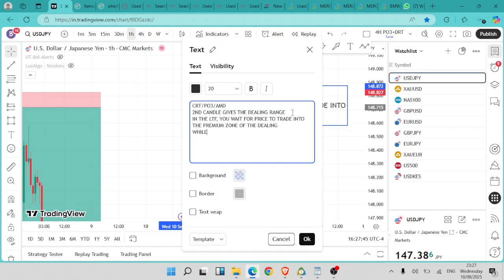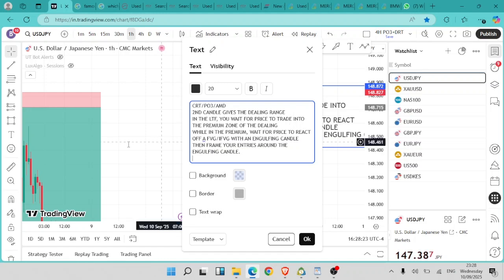And then while in the premium zone, wait for price to react off a fair value gap or an IFVG, an inverted fair value gap, with an engulfing candle, and then frame your entries around the engulfing candle. That's it. So that is the model.